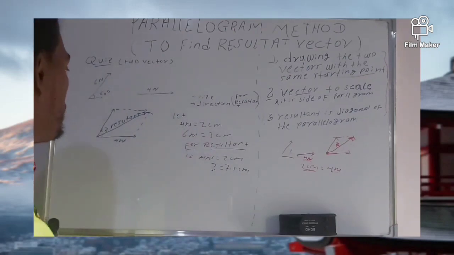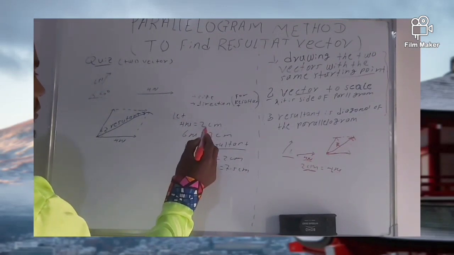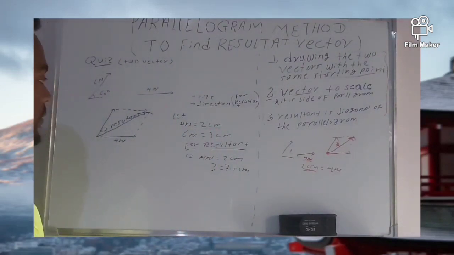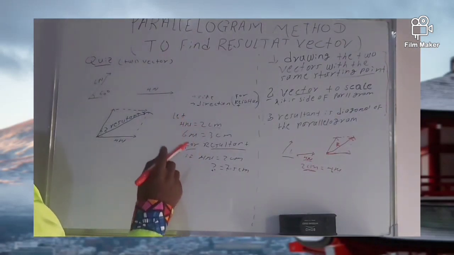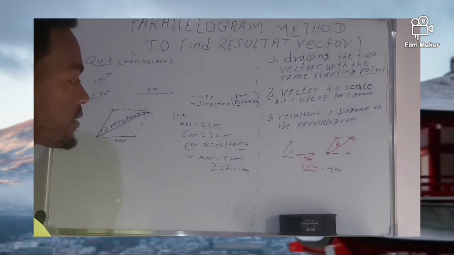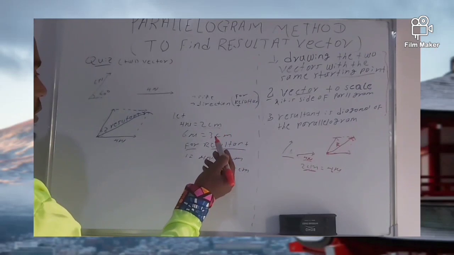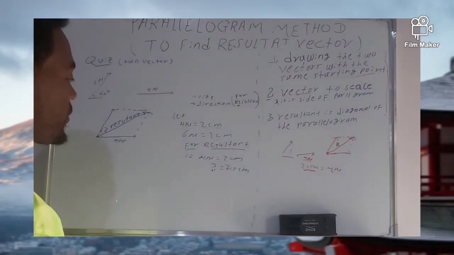So for 4 Newton, we calculate that 2 centimeter represents 4 Newton. In this case, if 4 Newton is 2 centimeter, 6 Newton is how many centimeter? We can find it by cross multiplication. So it becomes 3 centimeter.